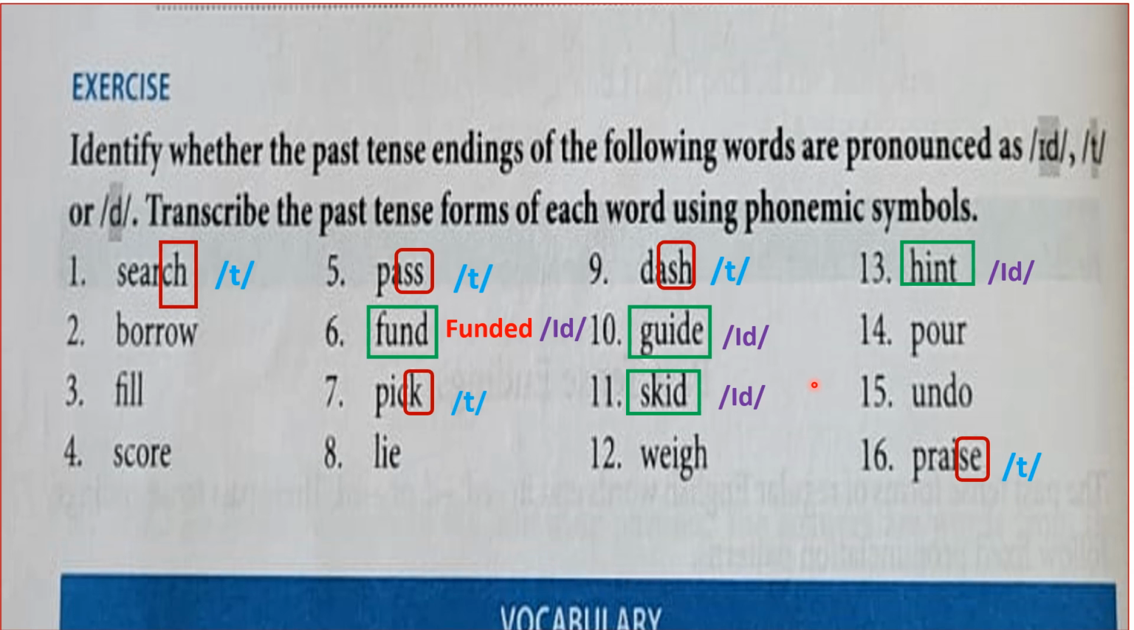So these are the first rule and second rule, students, and the d sound is for the remaining words, the normal d sound: borrowed, filled, scored, lied, weighed, poured, undid. All these are normal past tense endings. Hope you understood the past tense endings, students, those two exceptions. If any queries are there, do not hesitate to put them in the comment section.